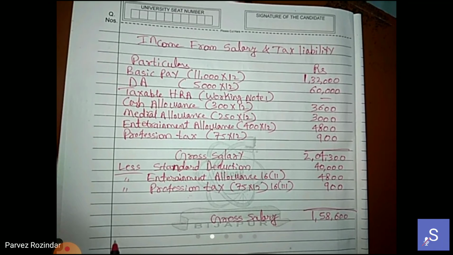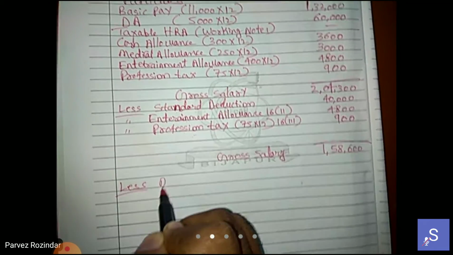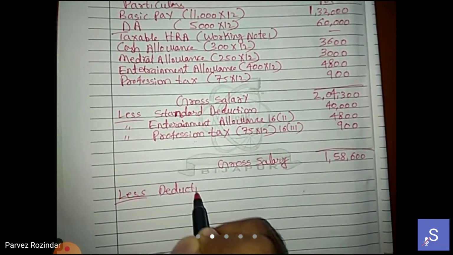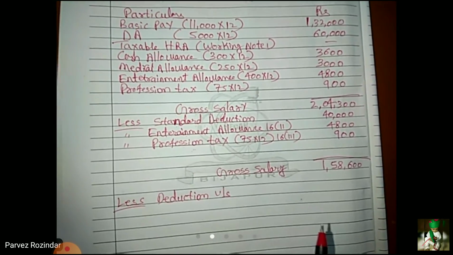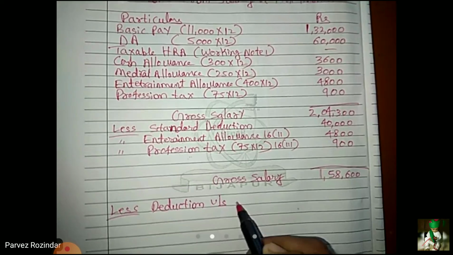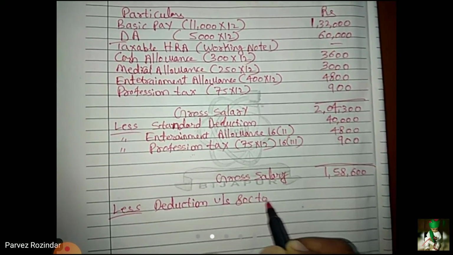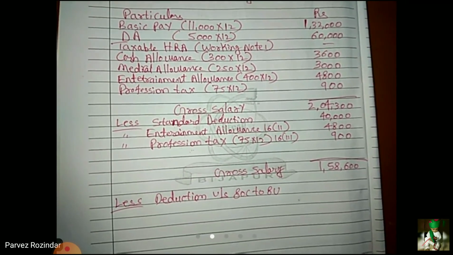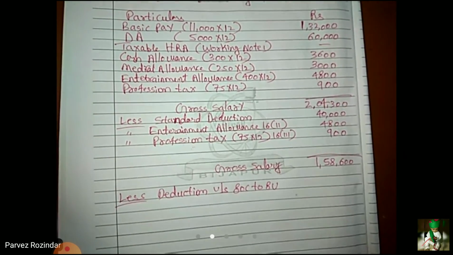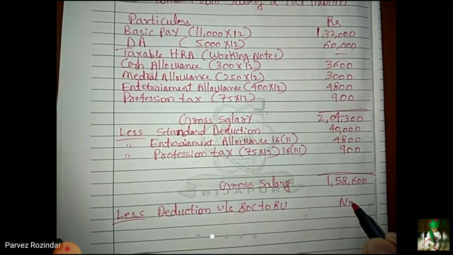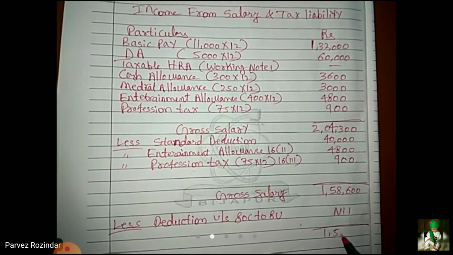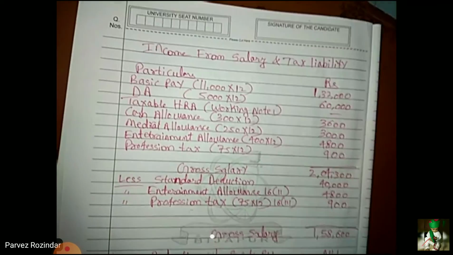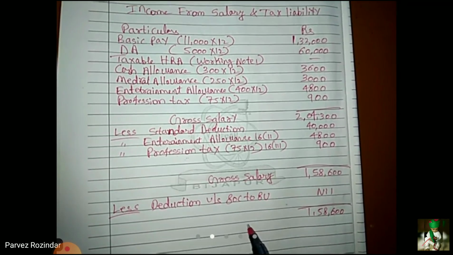Now less deduction under section 80C to 80U. No deductions are given, so we will write nil. So 1,58,600 is the total income.